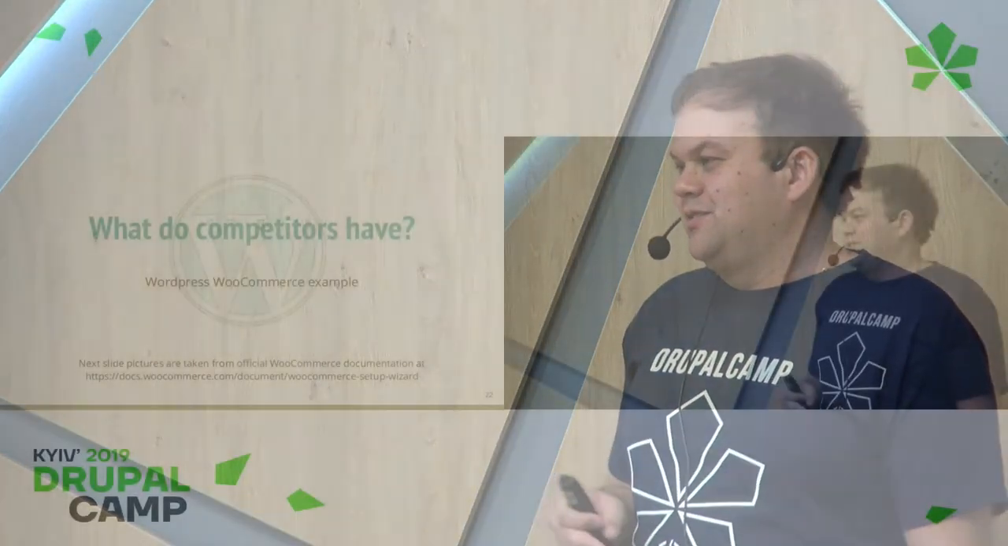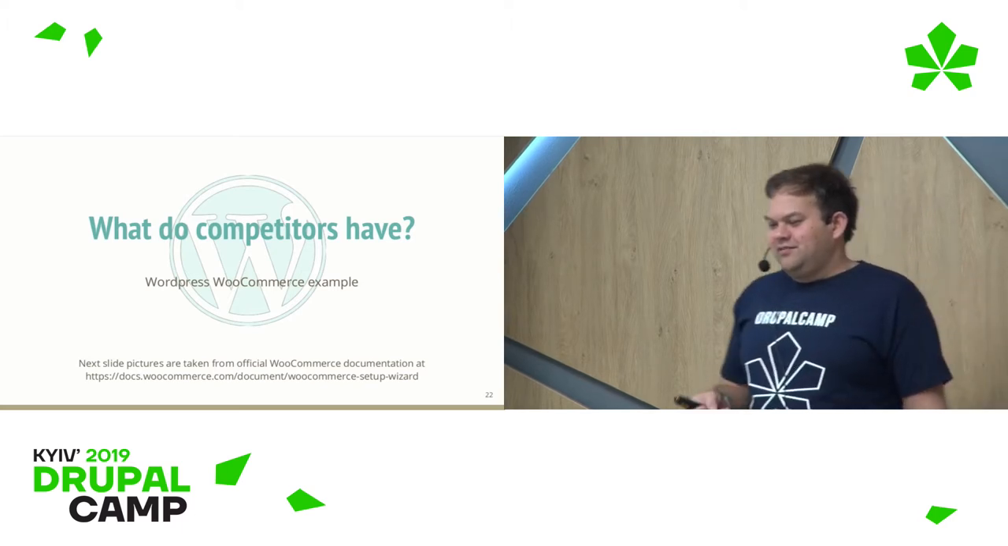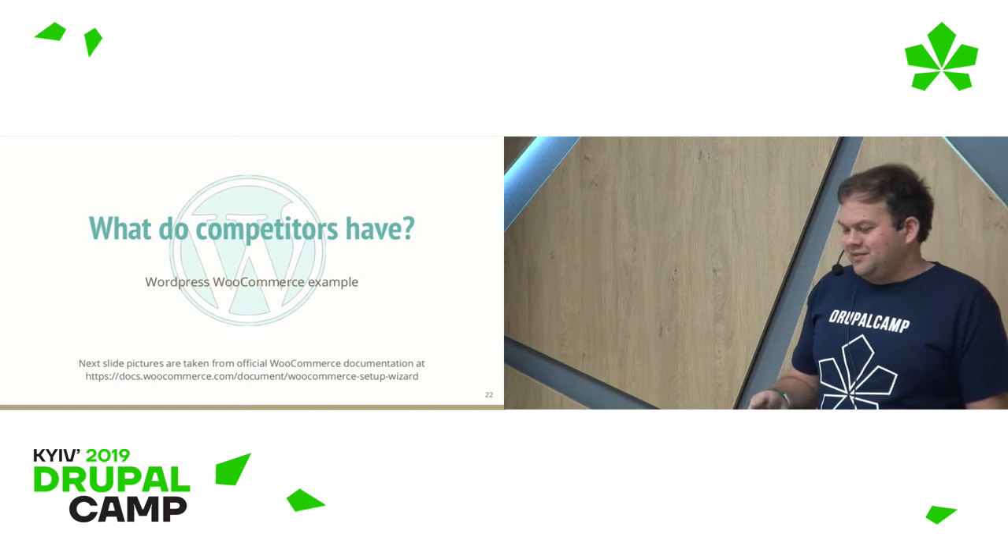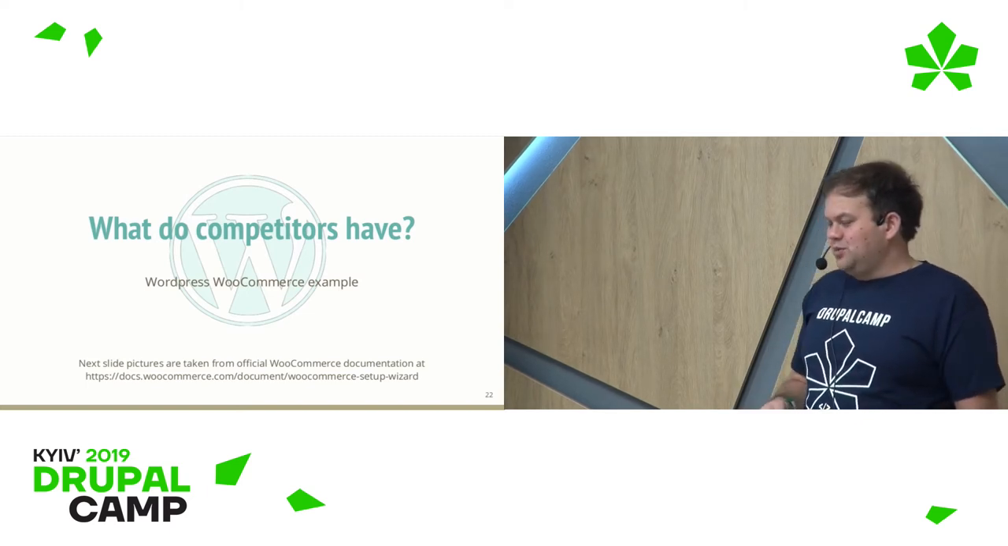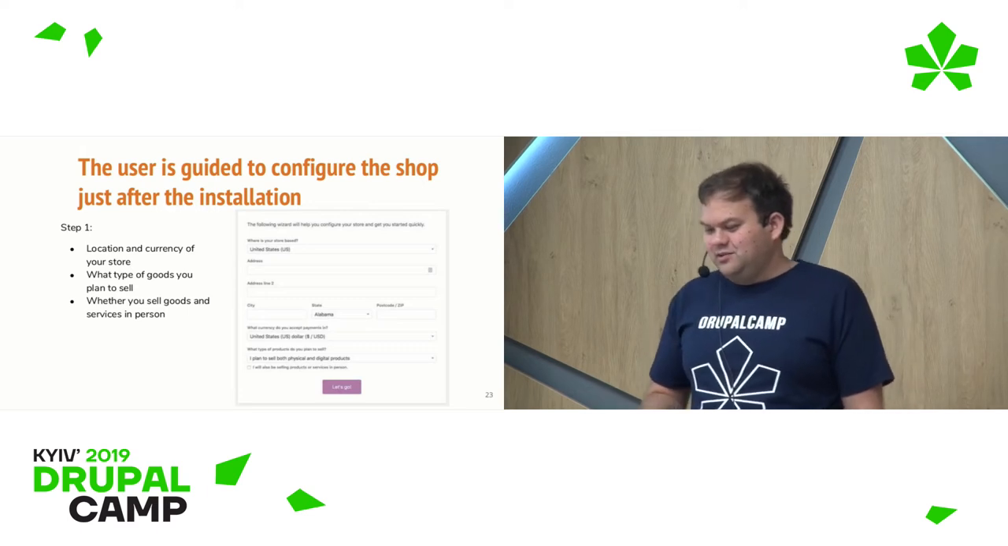As you know, Dries always likes to compare Drupal to WordPress and says that WordPress is not so good because Drupal is so powerful and blah, blah, blah. But I would like him maybe to see these slides. So they are taken from official WooCommerce documentation, so it's not mine.